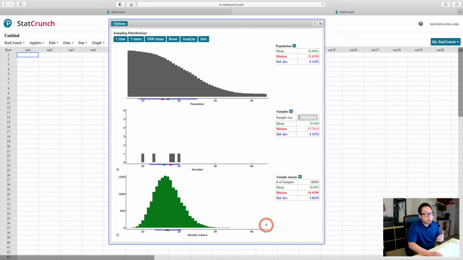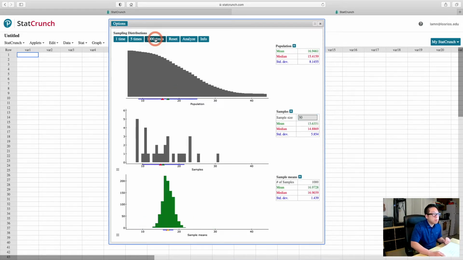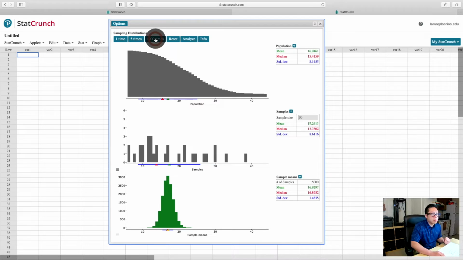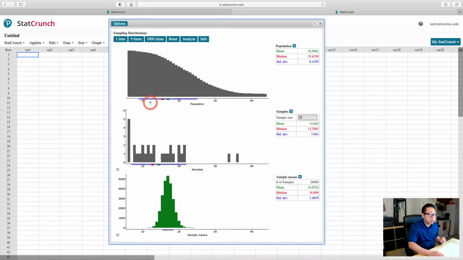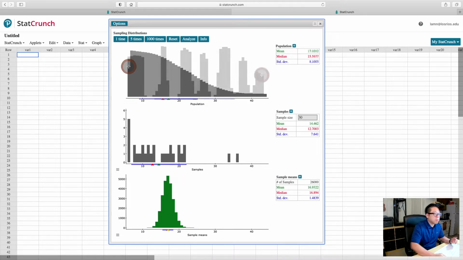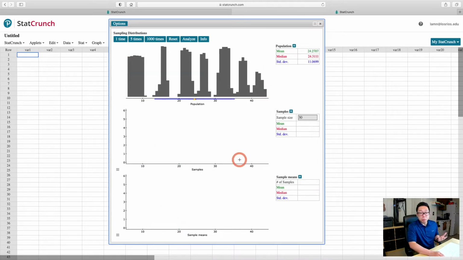Now look at what happens when I increase the sample size even further, to 30. Now it looks no longer skewed at all. Now it looks very much like a normal distribution. Let me take this one step further. So let me mess up this distribution even more. That distribution is definitely not normally distributed.